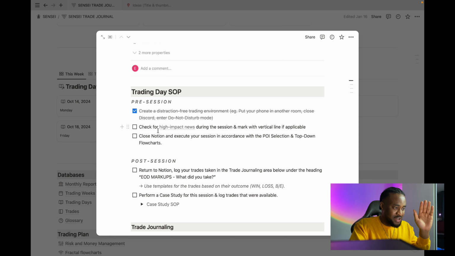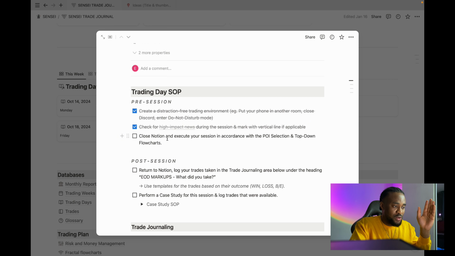Second checklist item is check for high impact news during the session and mark with a vertical line. I don't usually use vertical lines anymore. I just go on my FX book, mark up the high impact news, and set alerts for it. Whenever it's 30 minutes to the news, I get an alert on my phone and on my computer that, hey, this high impact news, FOMC is coming out, NFP is coming out, or something like that.